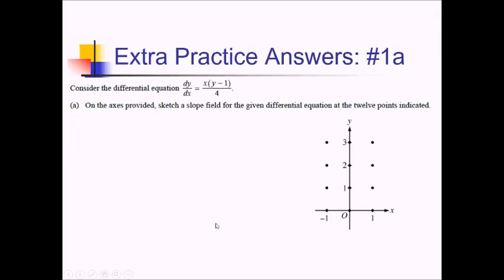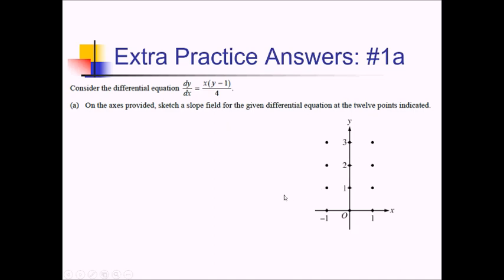On this free response problem, we're given the differential equation dy/dx = x(y - 1)/4, so that'll be interesting to work with. For our first task, we're being asked to create a slope field for this, given the 12 points in this graph.